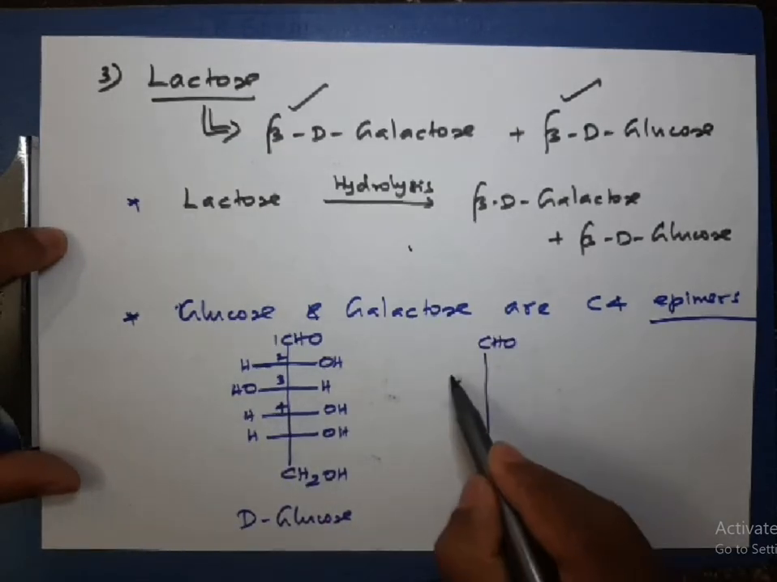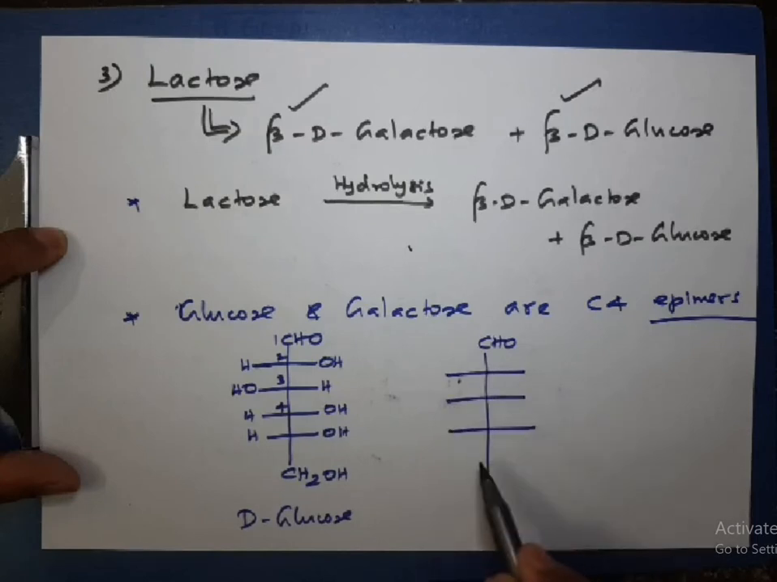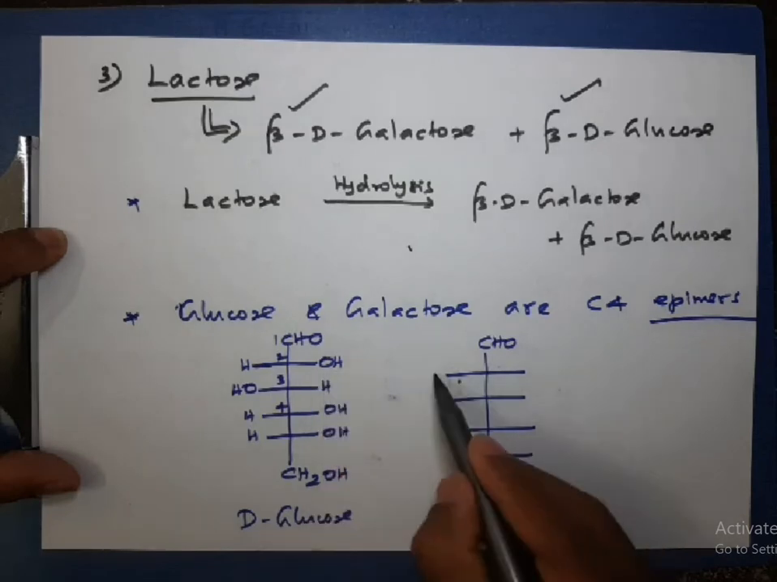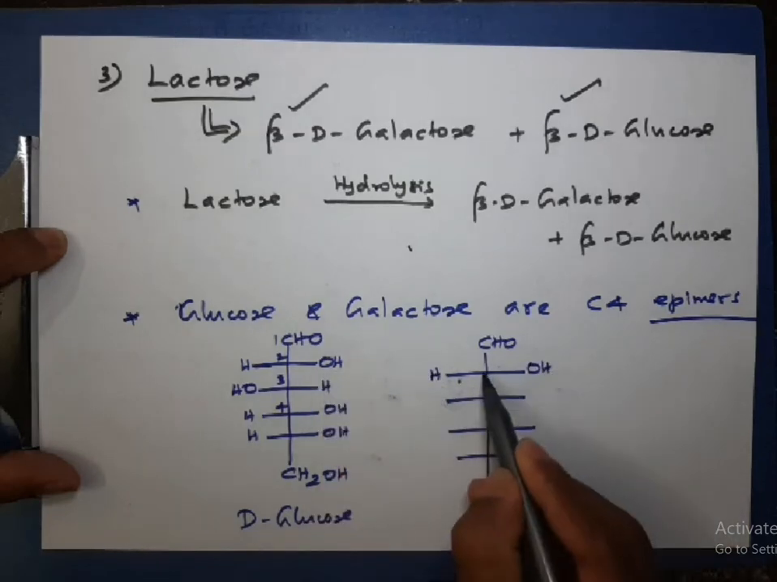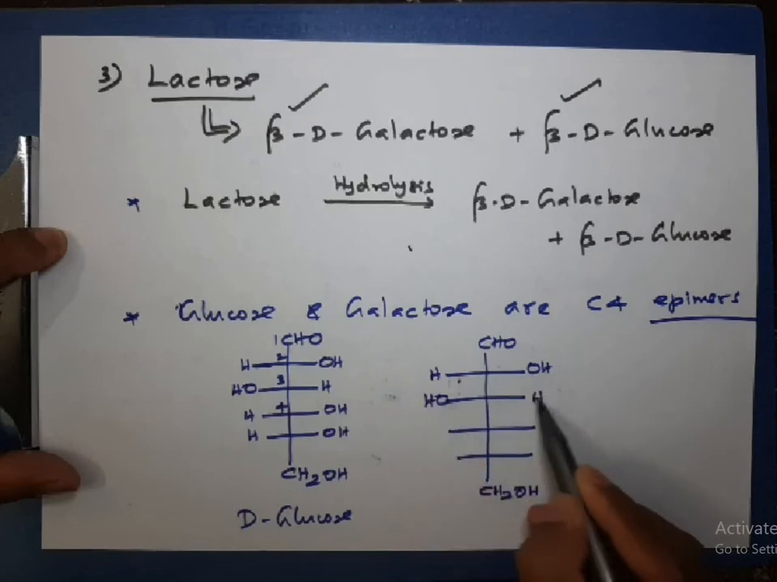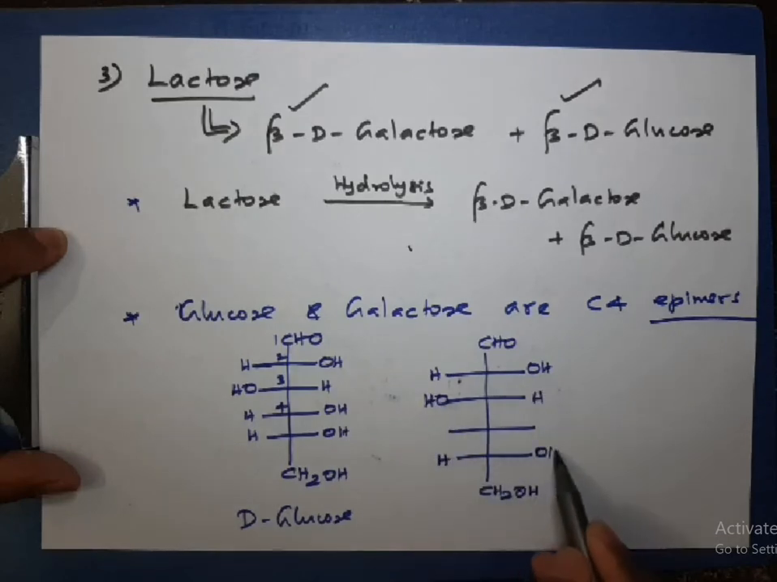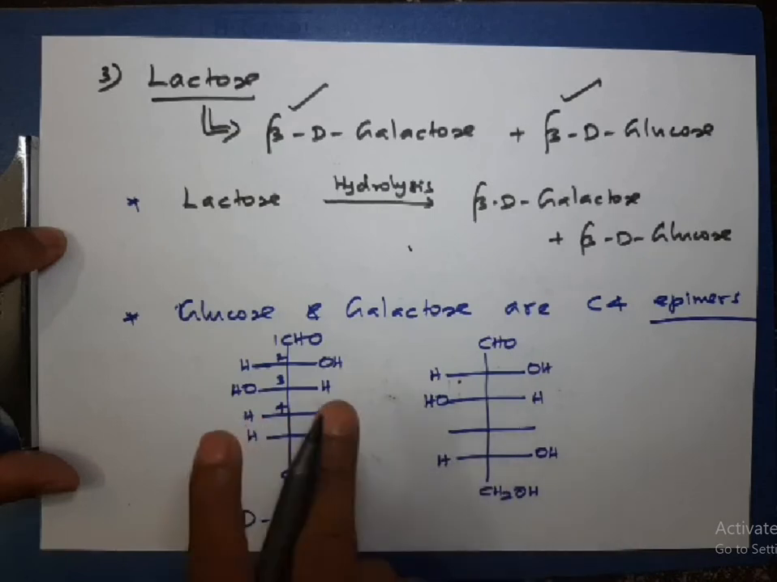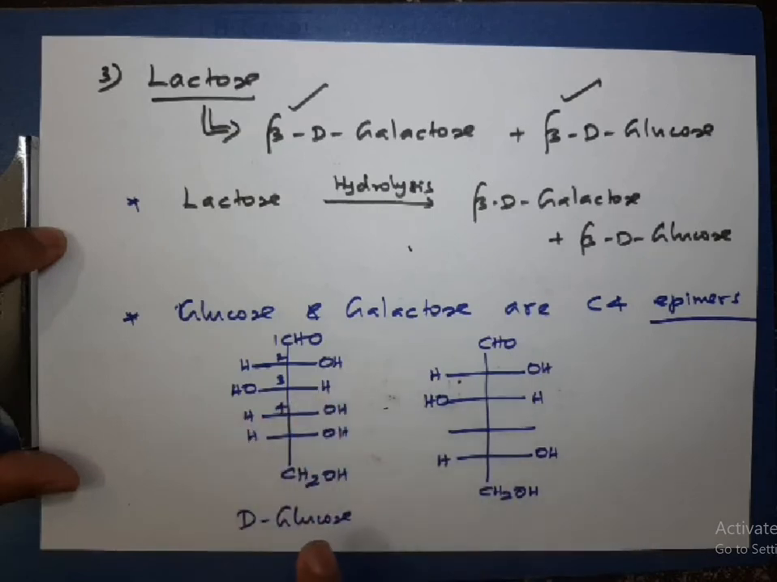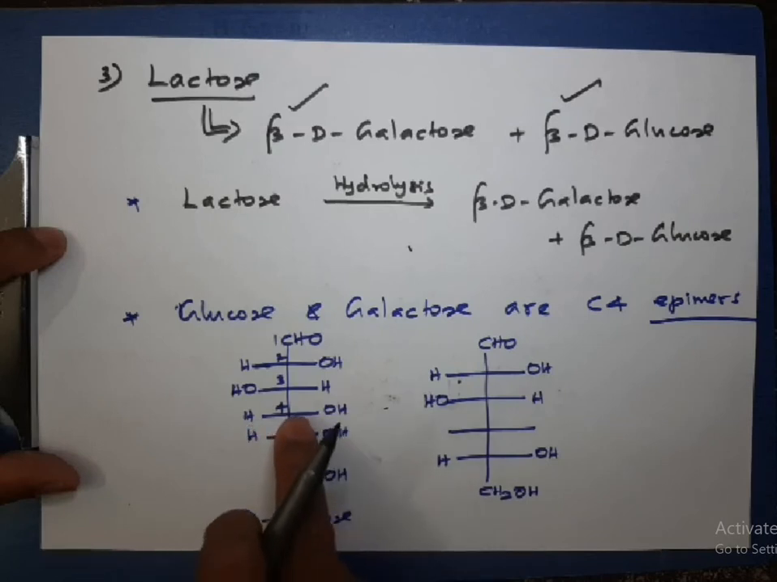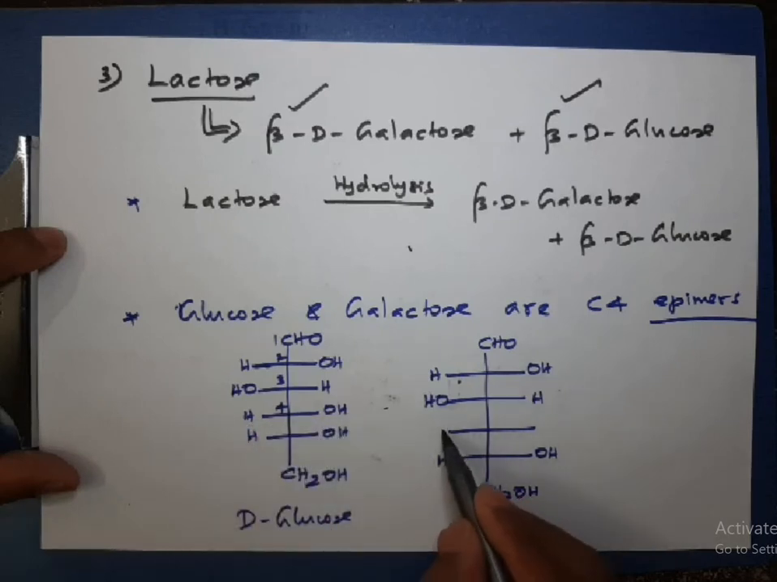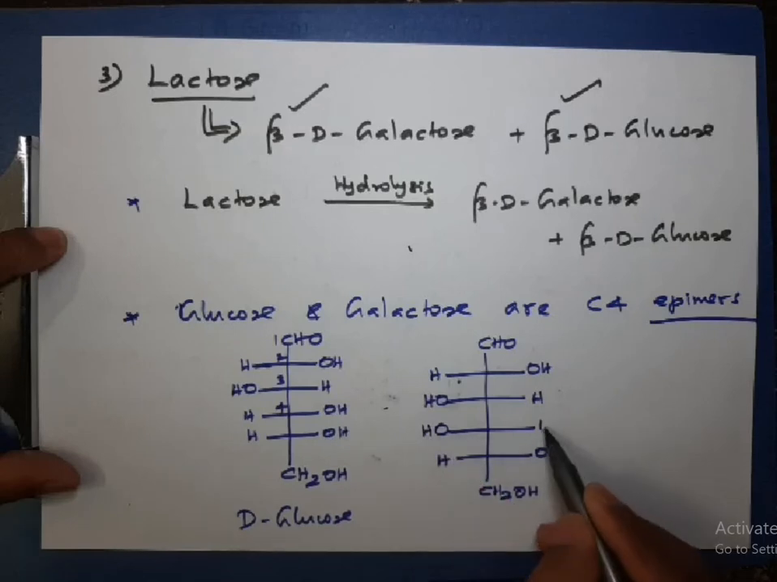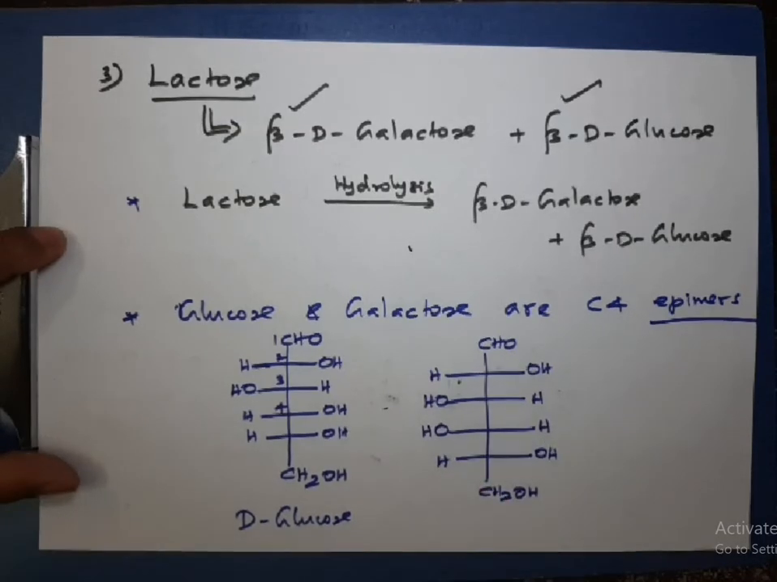CHO, 2, 3, 4, 5, CH2OH. Okay, I'll keep all these groups as such in carbon number 2, carbon number 3, and carbon number 5. What I'm going to do is rearrange the OH group and hydrogen of carbon number 4. I'll put the OH group on the left-hand side and hydrogen on the right-hand side. This is what we call D-galactose.